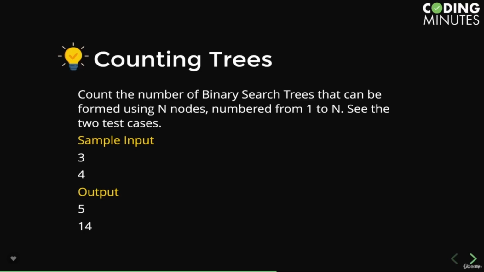Hi everyone, so now we are going to discuss a problem that is related with BST and also with dynamic programming. So let's discuss this question. Very interesting problem statement. It says we need to count the number of binary search trees that can be formed using n number of nodes which are numbered from 1 to n. And let us see these two test cases. For example, if n is 3, we get the output as 5, and if n is 4, we get the output as 14. So let us discuss, if I'm given 3 nodes, then how many BSTs I can form.